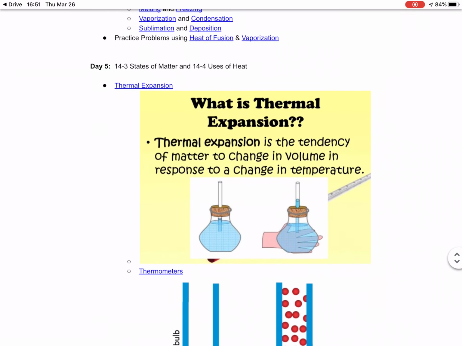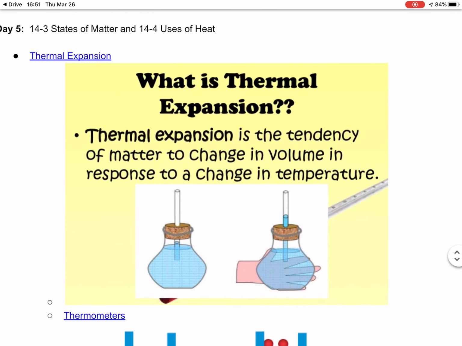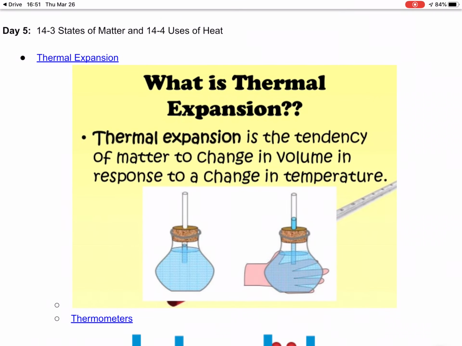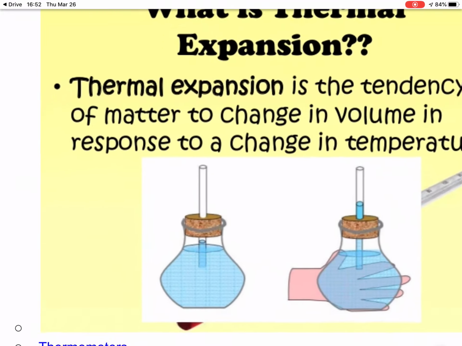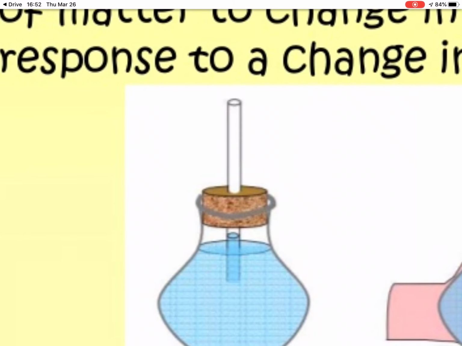Okay, thermal expansion. Here are the basic notes behind it. It is a tendency of matter to change volume in response to change in temperature. Basically, when things start to heat up, the molecules want to expand and take up more space. When they take up more space, they've got to go somewhere, which means they normally get longer or take up more volume. So here in this picture you can see the small little tube at one temperature.